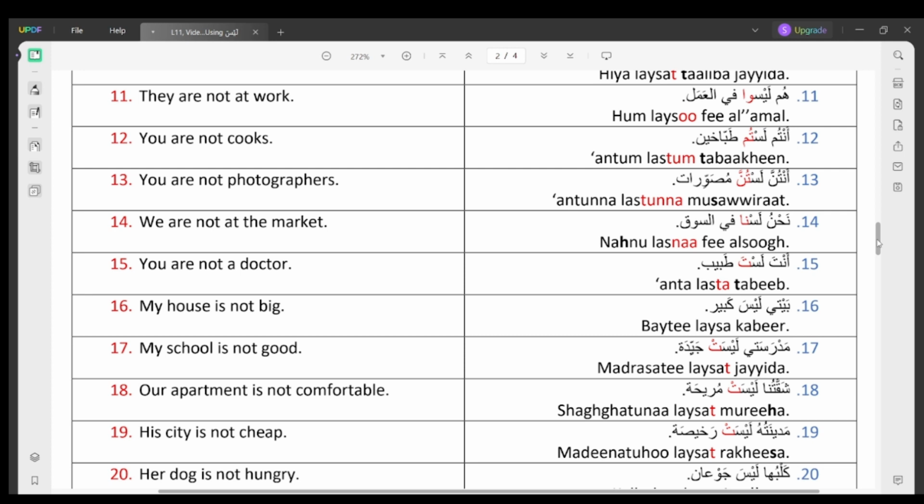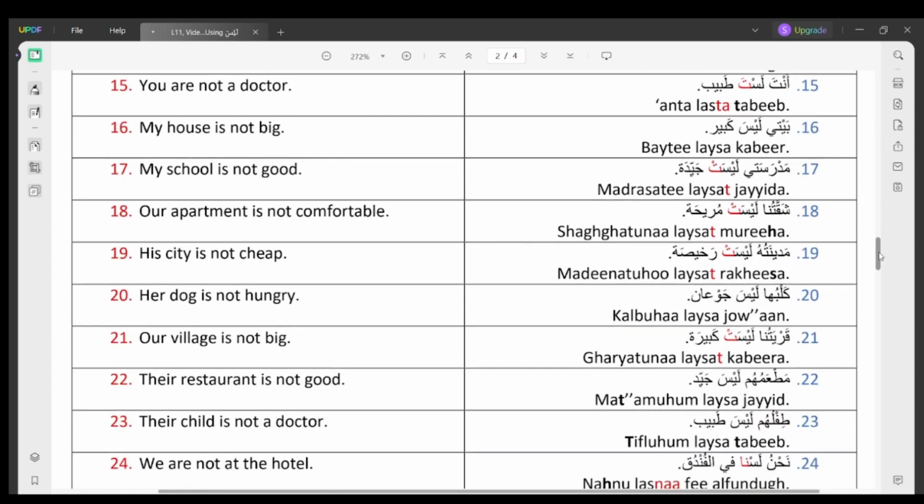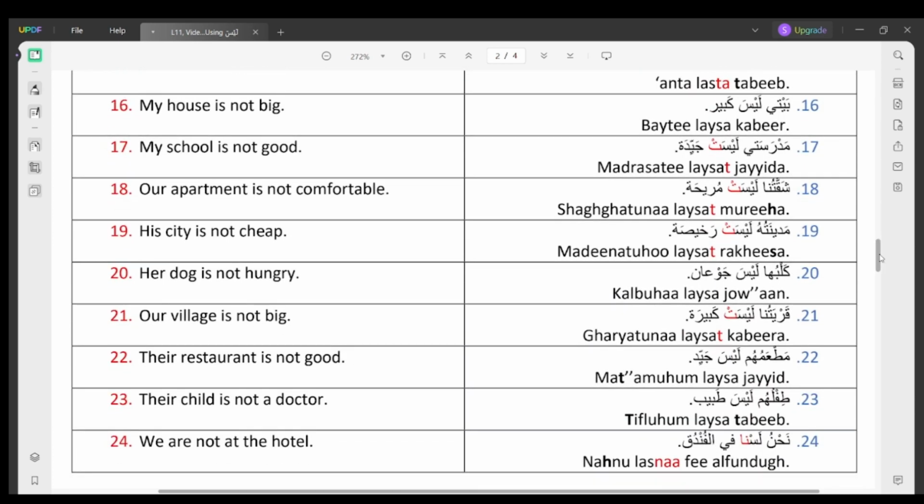Number 14, we are not at the market. نحن لسنا في السوق. Number 15, you are not a doctor. أنت لست طبيب. Number 16, my house is not big. بيتي ليس كبير. Number 17, my school is not good. مدرستي ليست جيدة.